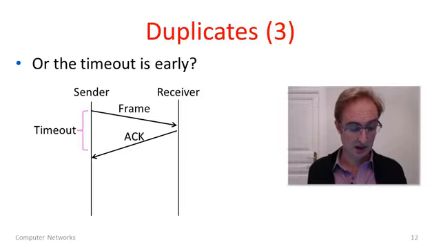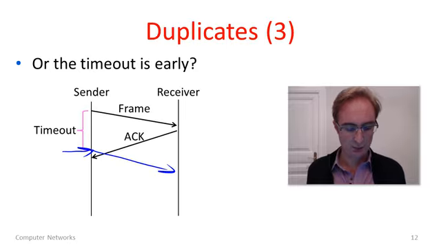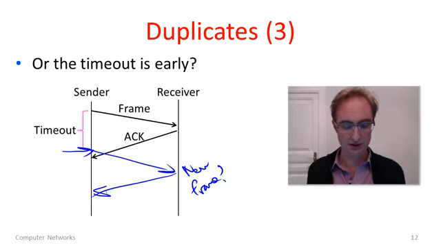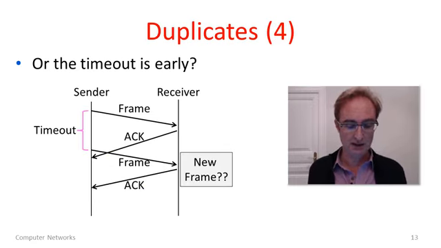Similarly, what's going to happen if the timeout is early? Here's our frame being sent, our ACK coming back, but just a little late. The timeout goes off here. So we will send the frame again, and the receiver will receive it and send an ACK. Again, what's going on here? As far as the receiver is concerned, we've got another frame here, a second frame. This is probably the next frame. It's a new frame, but it's not, because of the spurious timeout. And that diagram's cleaned up.